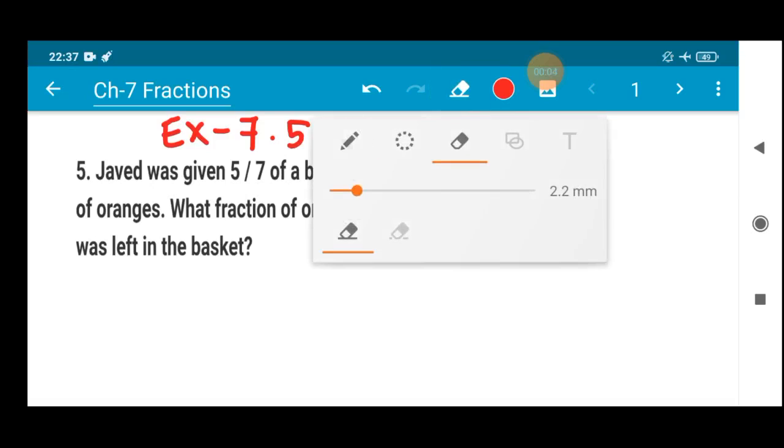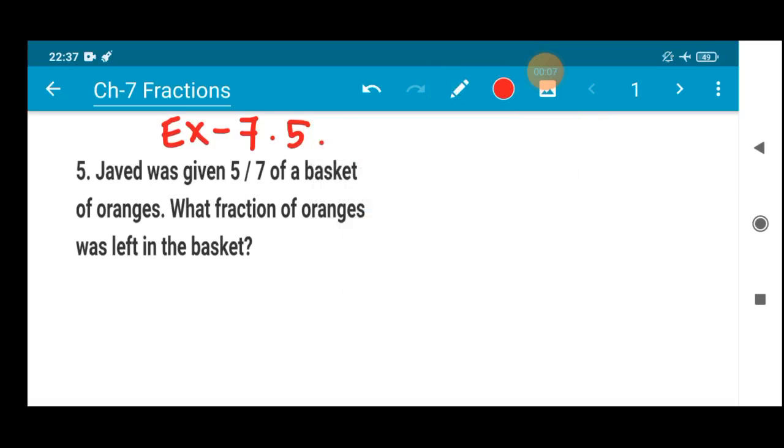So in today's session we will be completing our exercise 7.5 with the question number 5, and after that we will be proceeding with the new exercise, that is 7.6.